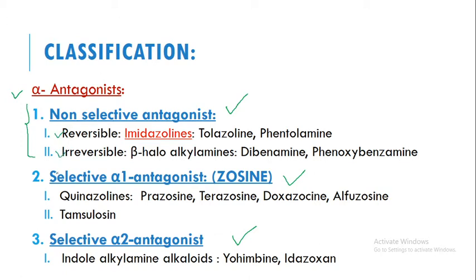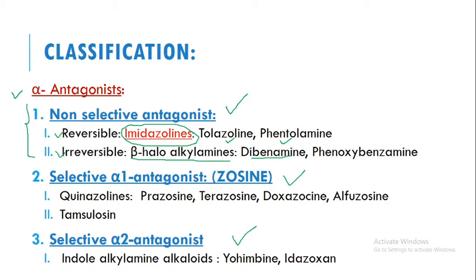All reversible non-selective antagonists have an imidazoline nucleus in their structure. The drugs are tolazoline and phentolamine. Irreversible non-selective antagonists are beta-haloalkylamine derivatives. The drugs are phenoxybenzamine and dibenamine.